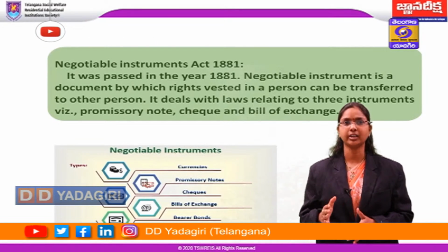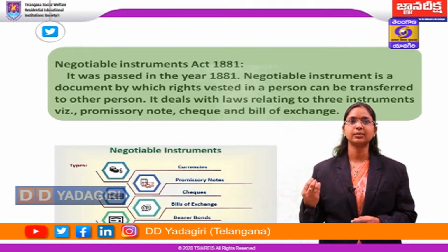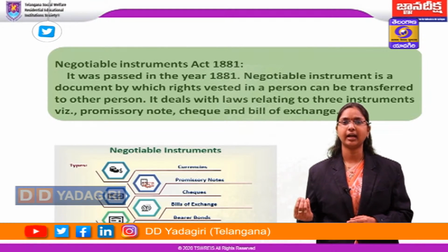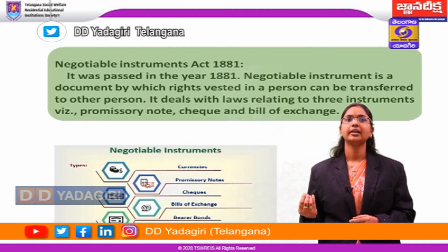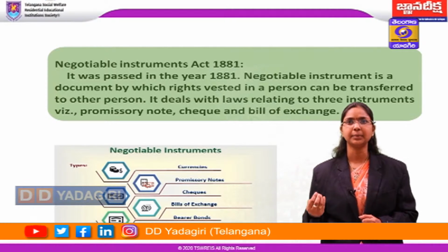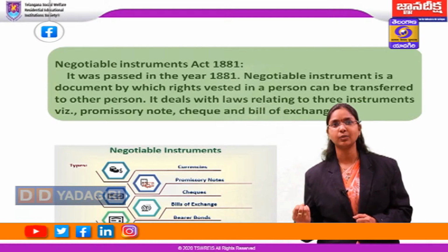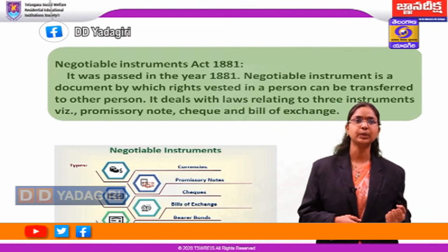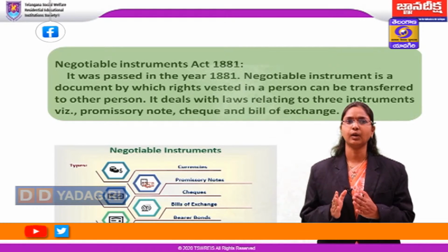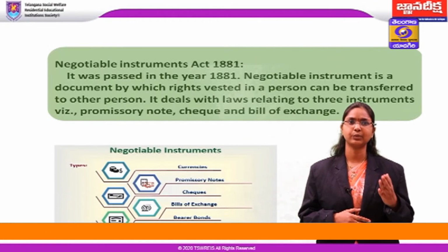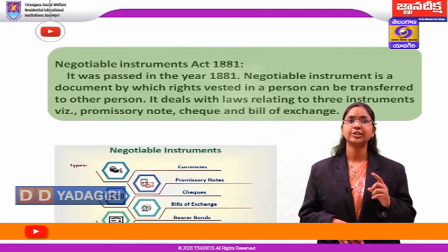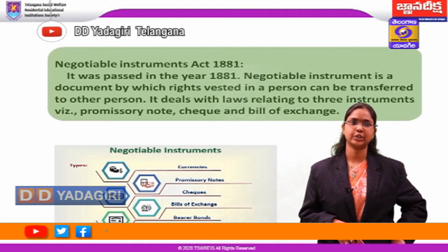A negotiable instrument is a document by which rights vested in one person can be transferred to another person. It deals with laws relating to three instruments, viz. promissory notes, checks, and bills of exchange.